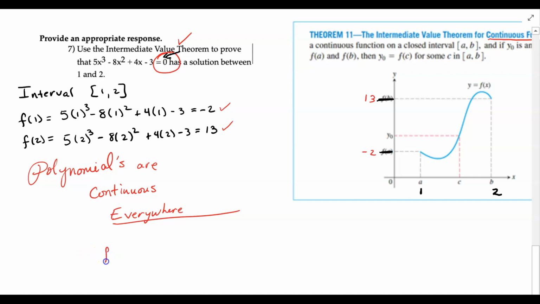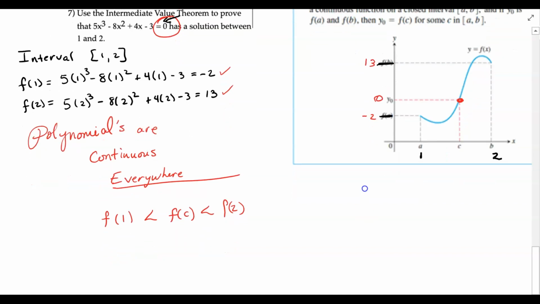So what do we know? We know that f of 1 is less than some f of c, which is less than f of 2. So we know for sure that -2 and 13 have 0 somewhere in between. So let's suppose this is 0 at this point right here. They're not asking us to find where it happens. They just want to know, can it happen? And the answer is, of course, yes, absolutely.